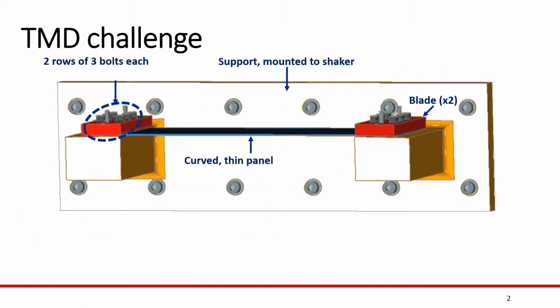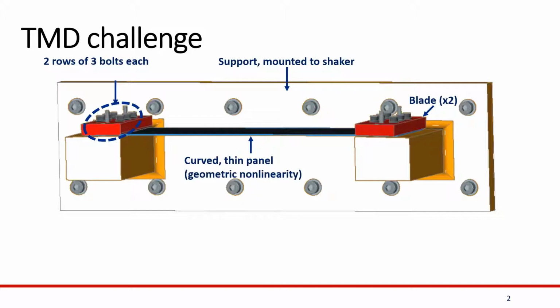A quick overview of the TMD structure. It consists of a thin curved panel that is clamped at the ends using bolts. The bottom block, which is known as a support, is mounted on a shaker at the back. There are 6 bolts on each side that are used to hold the panel in place, and they are arranged in 2 rows of 3 each.